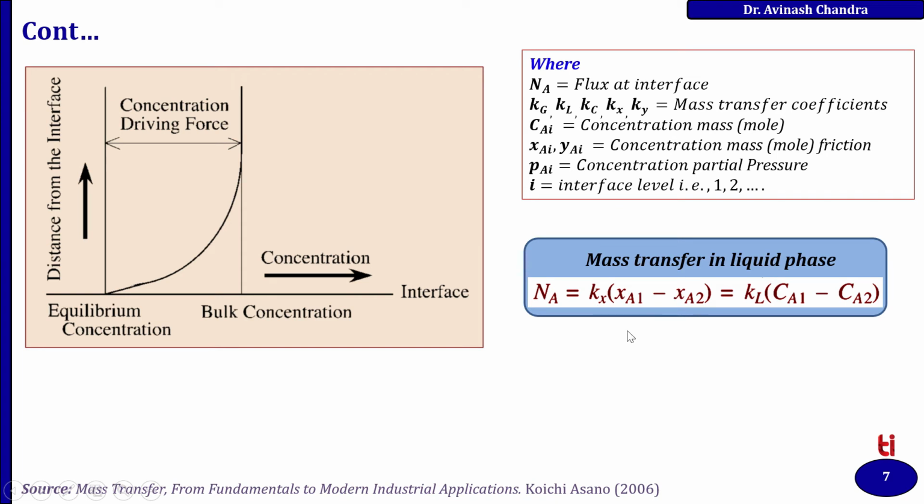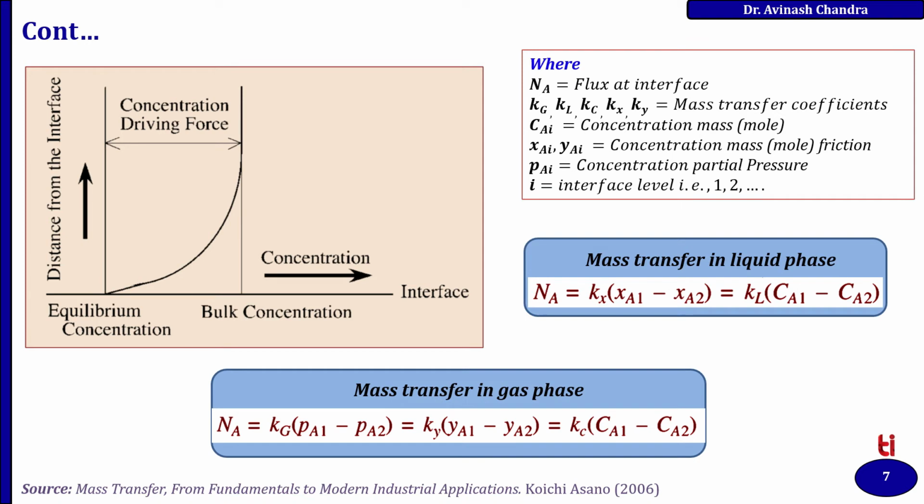So, mass transfer in the liquid phase: N_A = K_x (x_A1 − x_A2) = K_L (C_A1 − C_A2). In the case of the gas phase, K_x will be replaced by K_G or K_C. In that case, x_A1 is replaced by P_A1, and the concentration C_Ai is also written in terms of mole fraction as y_Ai.